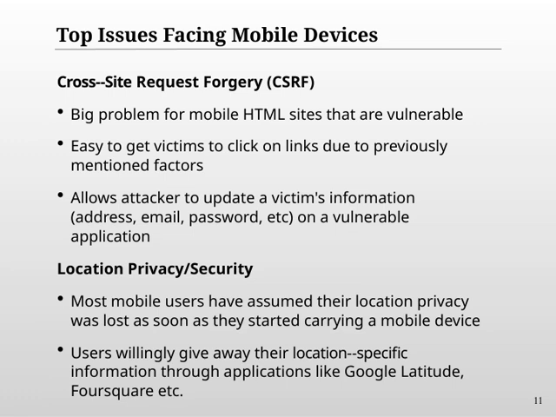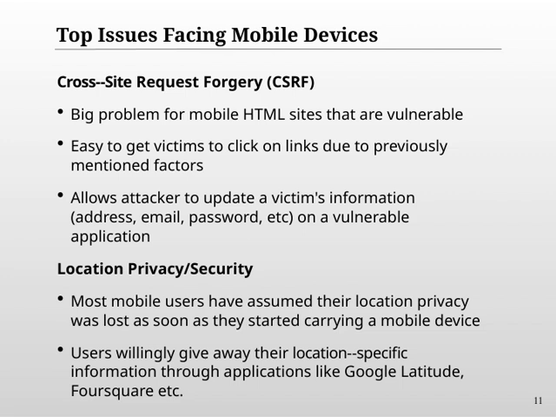First up is cross-site request forgery, or CSRF. This is a particularly big problem for mobile HTML sites that haven't implemented proper protections, because mobile users often find it easier to click on links, especially on smaller screens or through email. Attackers can exploit this tendency. If a site is vulnerable, an attacker can trick a user into unknowingly performing actions like updating their address, email, or password on that site. It's a serious security concern that highlights the importance of safeguarding our mobile web applications.